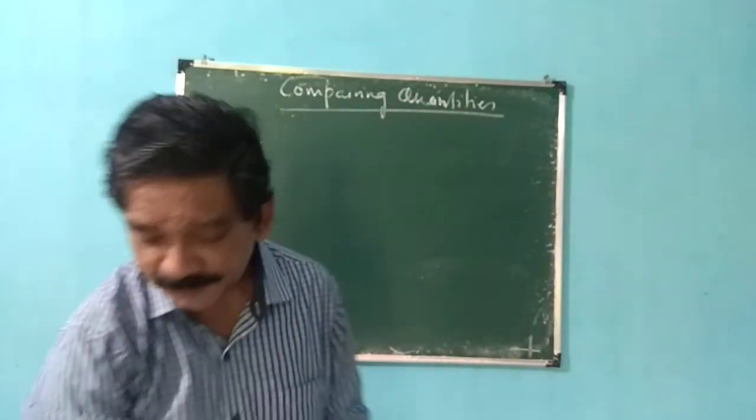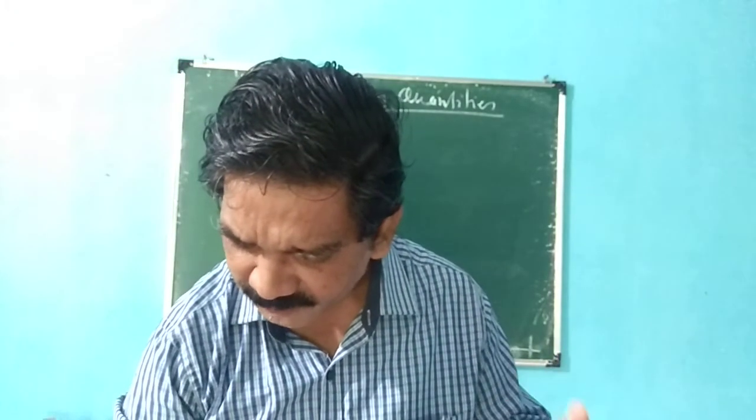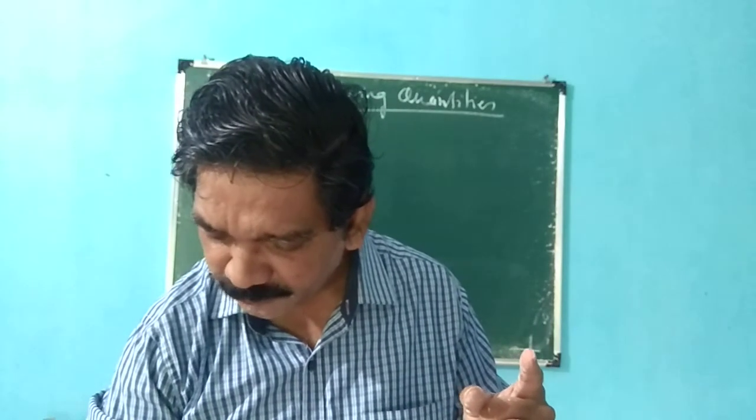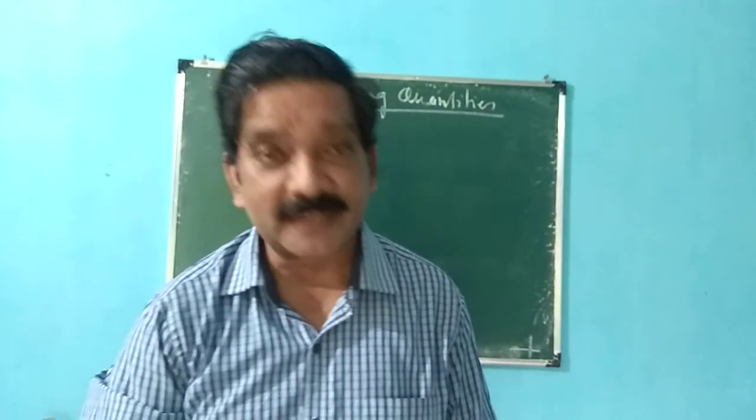Now question number 5. A VCR and TV were bought for rupees 8,000 each. The shopkeeper makes a loss of 4% on the VCR and an 8% profit on the TV. Find his gain or loss percent on the whole transaction. Okay.